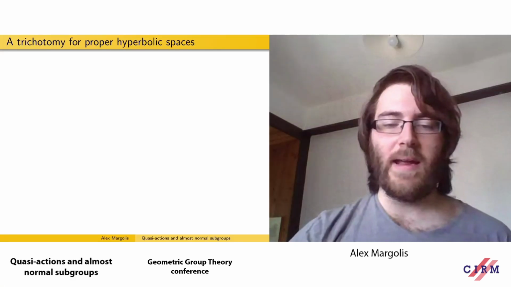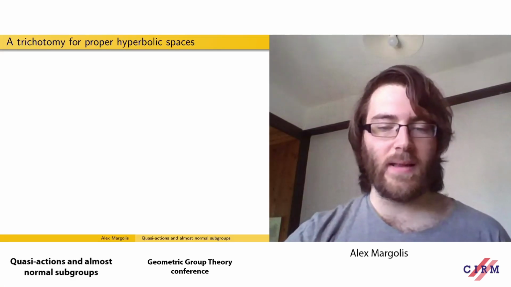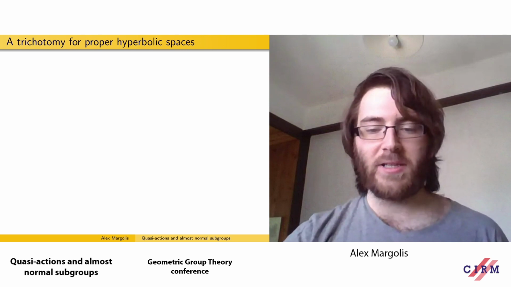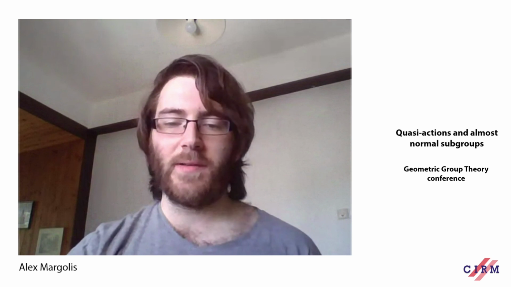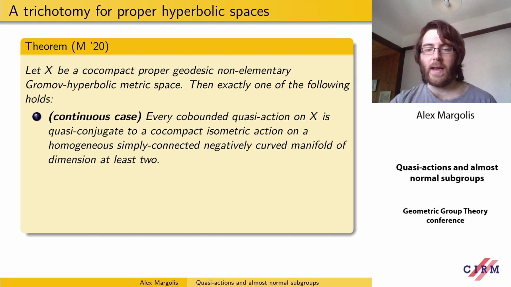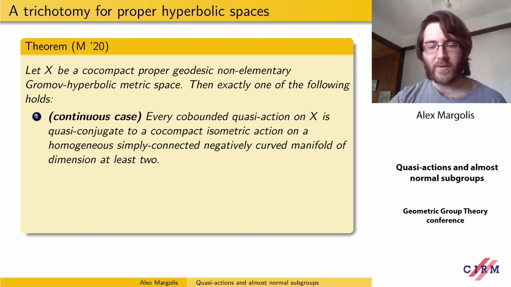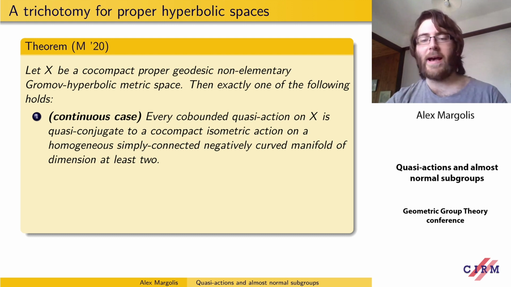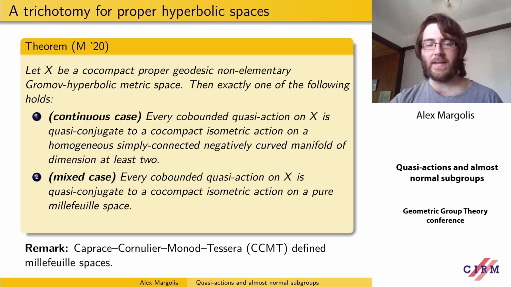So far, the only discretizable space, coarsely discrete space that we've encountered is the free group, but actually there are loads of them. It's a very ubiquitous concept. So we have the following trichotomy for tops hyperbolic spaces. So the continuous case: here every co-bounded quasi-action is quasi-conjugate to an isometric action on a negatively curved homogeneous space. These negatively curved homogeneous spaces have isometry group a Lie group, and they're virtually connected in most cases. So this is the coarsely continuous case.